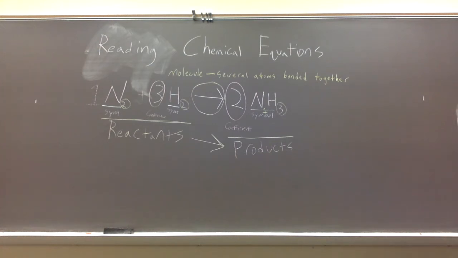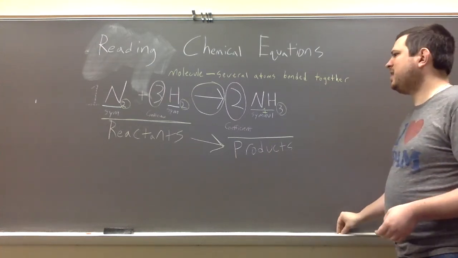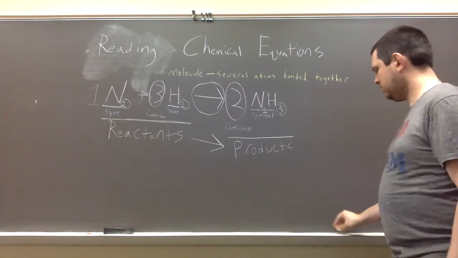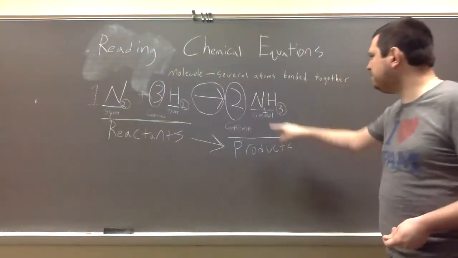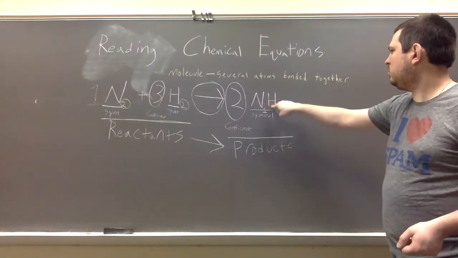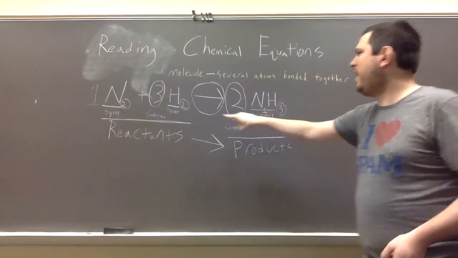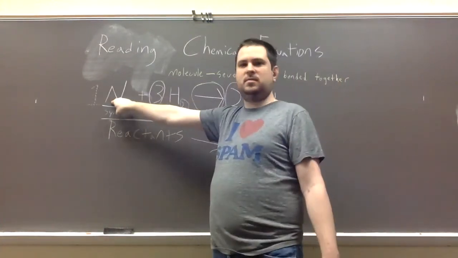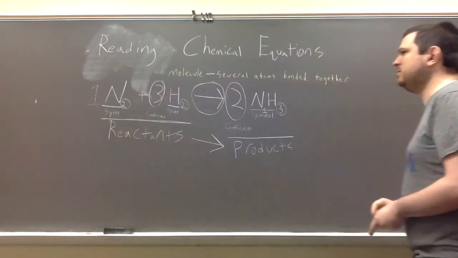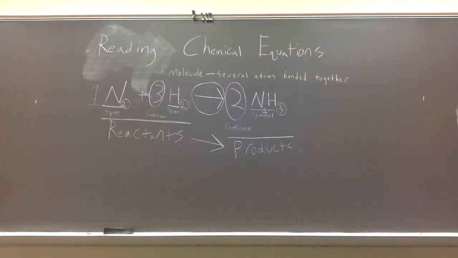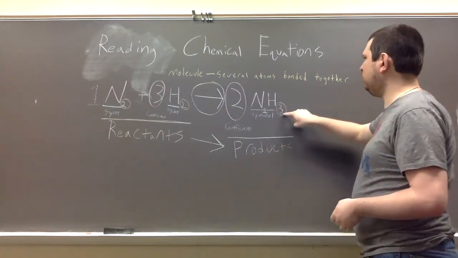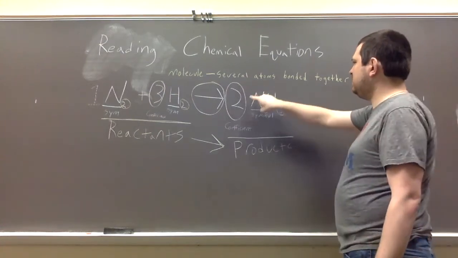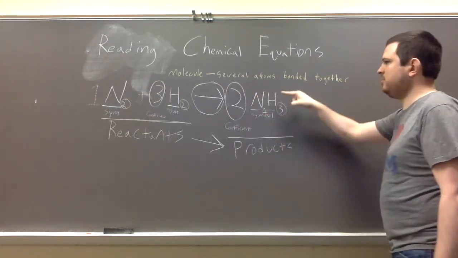So, we have 4 different parts to this chemical equation. First off, we have the chemical symbols, which represent what elements are used in our equation. Second, we have the number of atoms in each molecule, which remember, a molecule is several atoms bonded together.